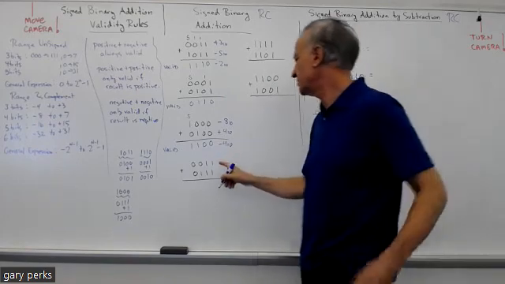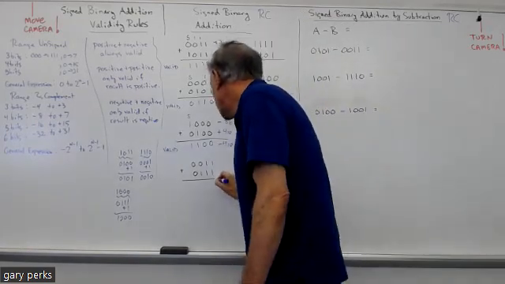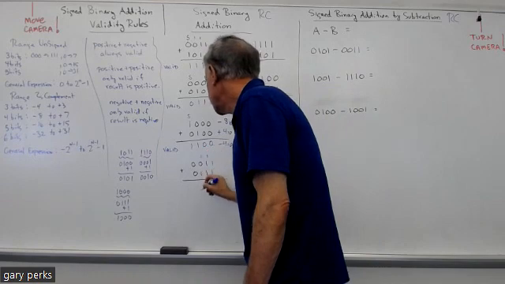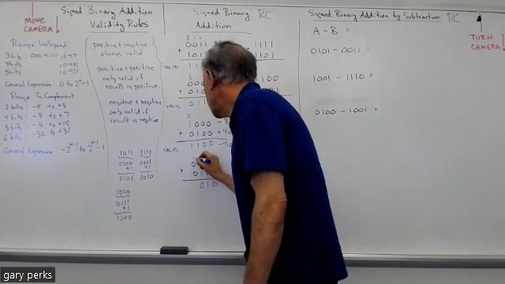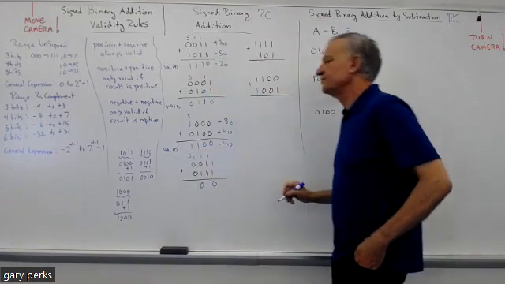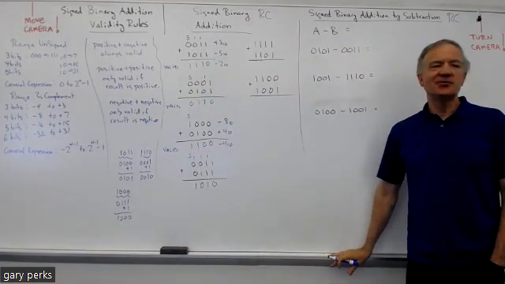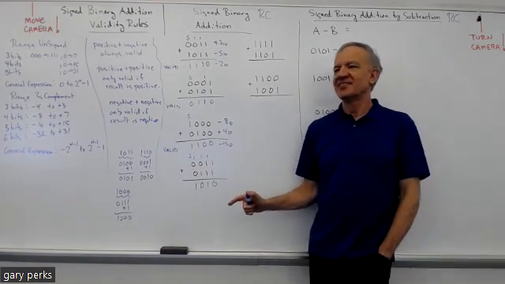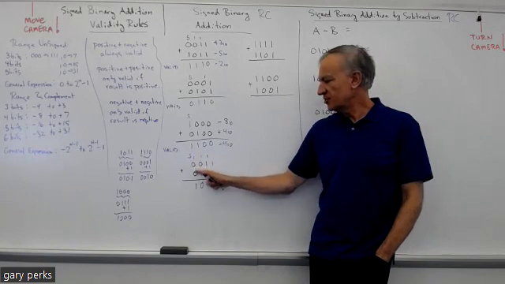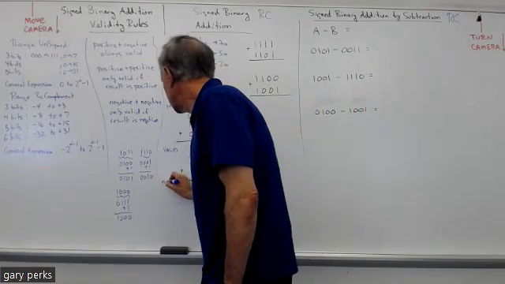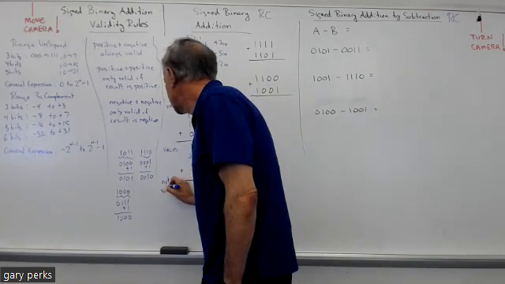Okay, let's keep going. Let's do this one. 1 plus 1, 0, carry the 1. These 3 ones give me 1, carry the 1. 1 plus 0 plus 1 is 0, carry the 1. Not valid. Why is it not valid? We're adding 2 positives, and we got a negative. So not valid.